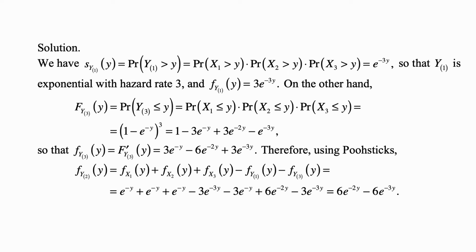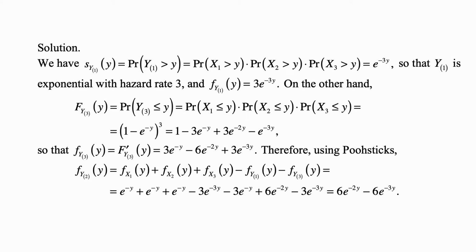Here is the solution. So we have S sub Y1 of y equal to the probability that Y1 is greater than y. And the first order statistic is greater than y if and only if every single piece of the random sample is greater than y. So this is equal to e to the minus 3y, so that Y1 is exponential with hazard rate 3, and f sub Y1 of y is 3e to the minus 3y.